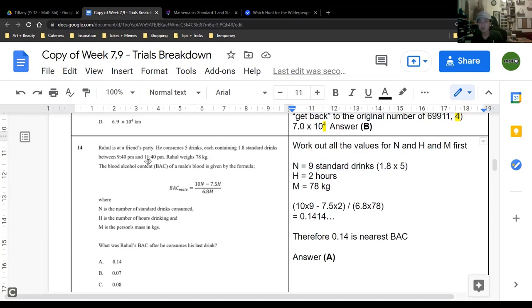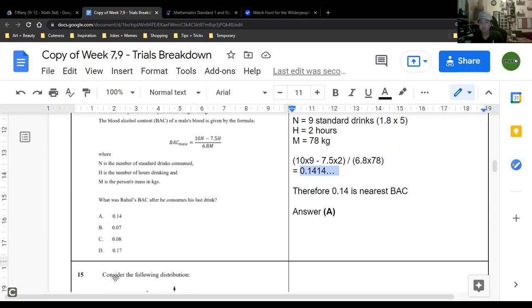So between 9:40 and 11:40 is 2 hours. So H is 2. And then the mass, they tell you how much Raul weighs, and it's 78. So make all the substitutions, jam it in the calculator, and you get 0.1414. And you just pick the closest answer because they've rounded it.